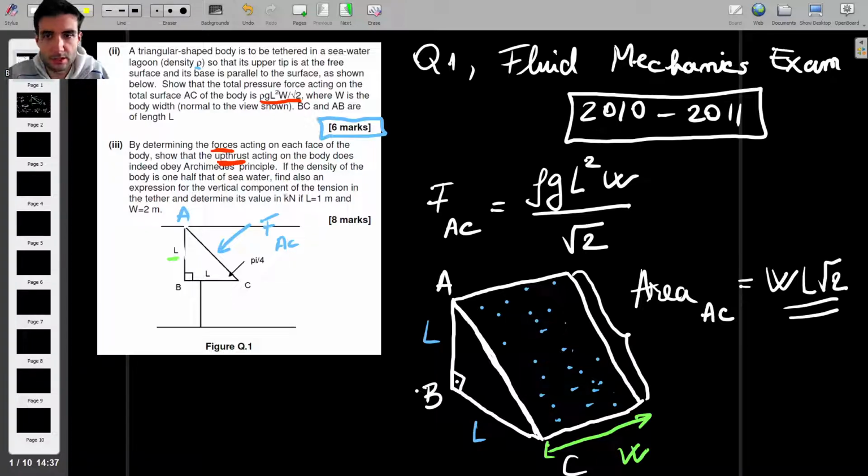So that's one thing. Also, for the second part, if the density of the body, that's the density of the prism, is half that of seawater, find an expression for the vertical component of the tension in that tether, and determine its value if L is 1 and W is 2. So we're given some values here.